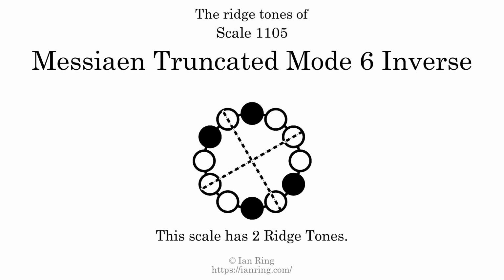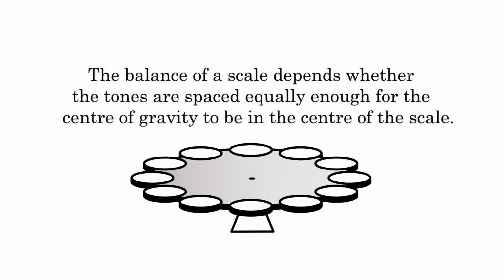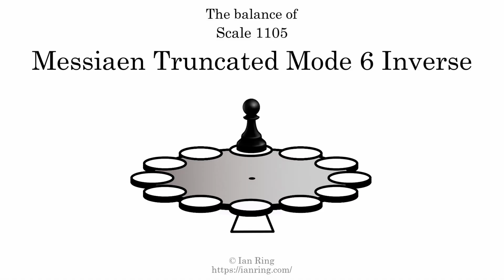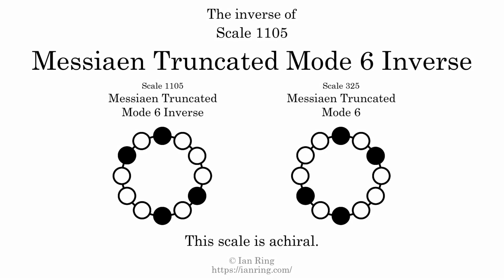This scale has 2 ridge tones. They are at positions here and here. The balance of a scale depends whether the tones are spaced equally enough for the center of gravity to be in the center of the scale. This scale is balanced. The inverse of a scale is a mirror image.